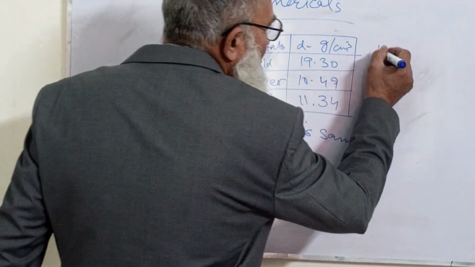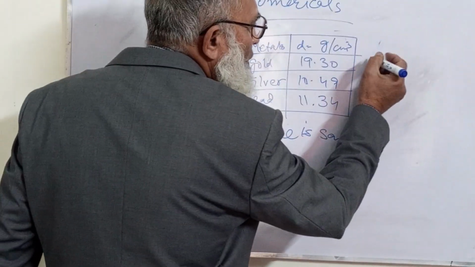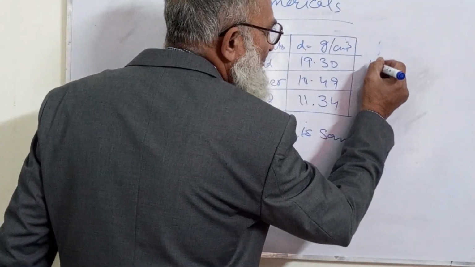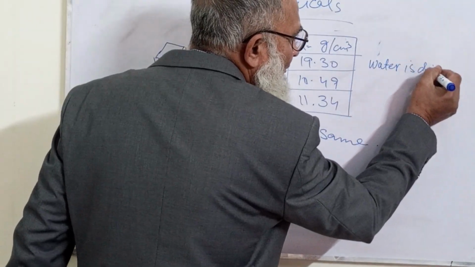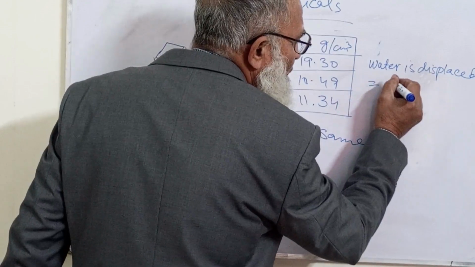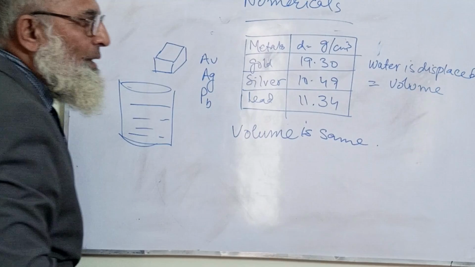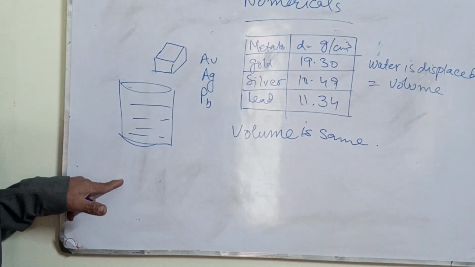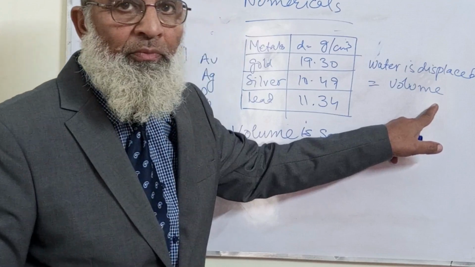The water, or the liquid, is displaced. You can say water is displaced equal to the volume of the thing dropped in it. Water is displaced equal to the volume.